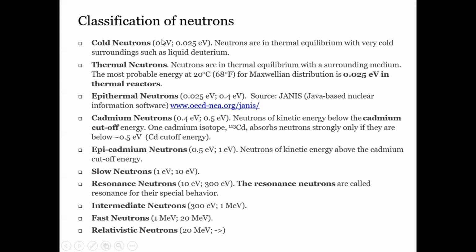So neutron energy dictates the name of the neutrons. So we say the fast neutron, a very high energy neutron, epithermal neutron, a cadmium cutoff neutron, the thermal neutron, a cold neutron.